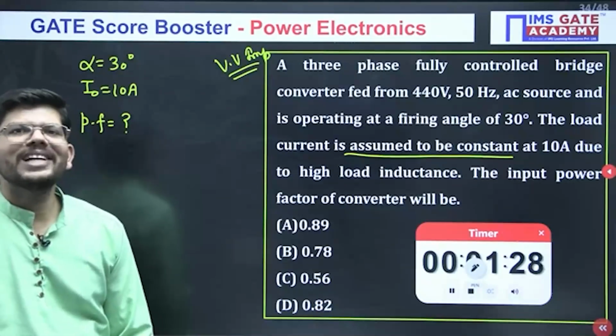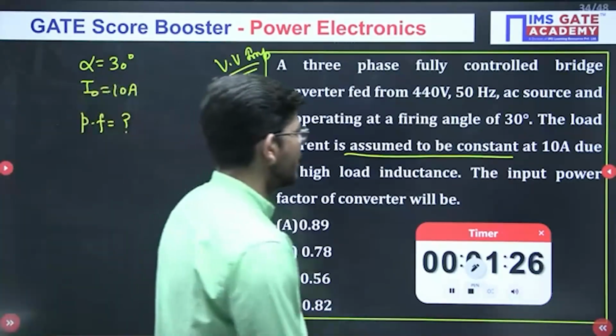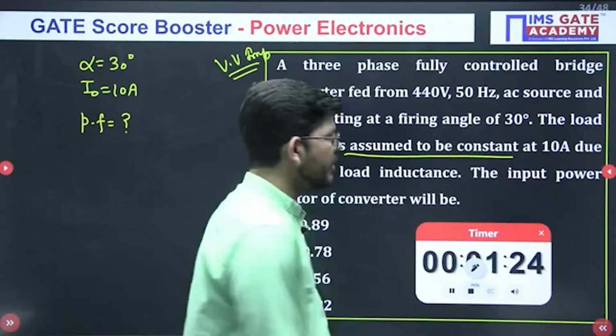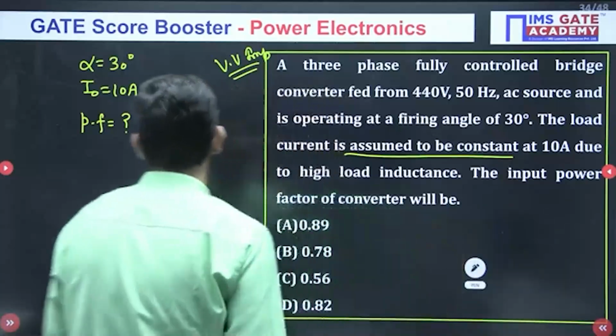3 by pi cos alpha. Very good. Okay. So I think everybody is giving an answer, so I don't need that.